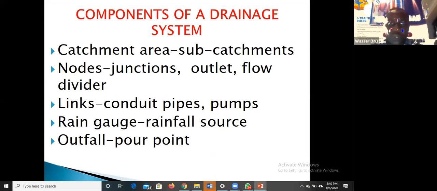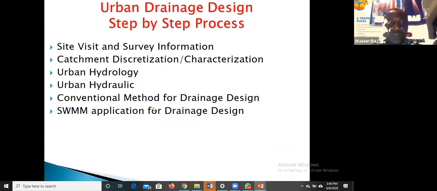This is about the software we're going to use. This is what the SWMM software looks like. It has catchment, node, links, rain gauge, and outfall. Outfall is where the water discharges into an open body. So what are the steps you need to take if you want to design a drainage system? An urban drainage system is made up of two components: a sewer drainage system and a stormwater drainage system.